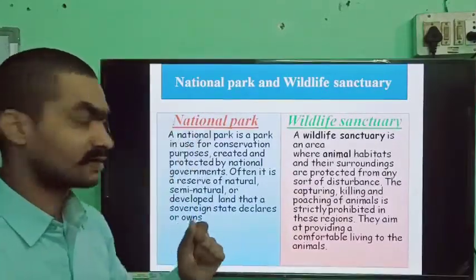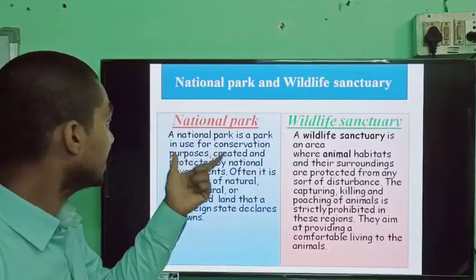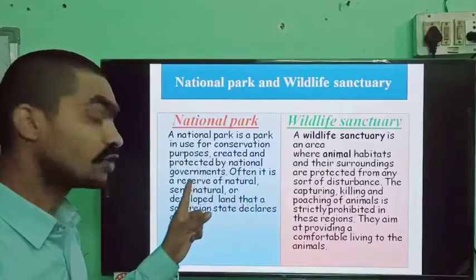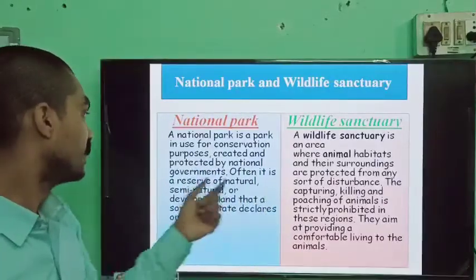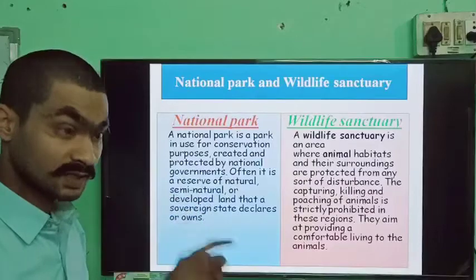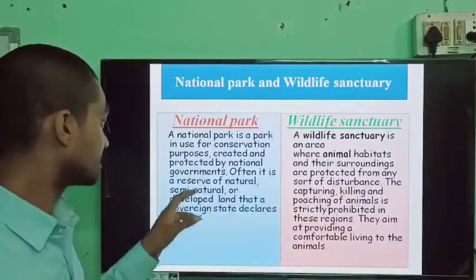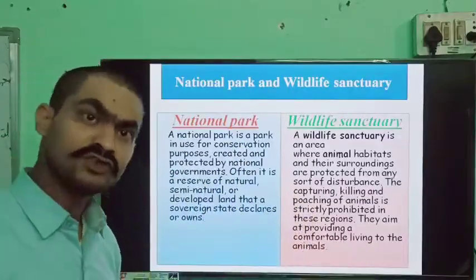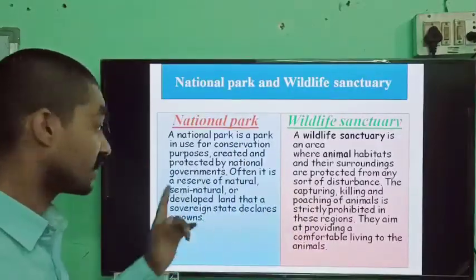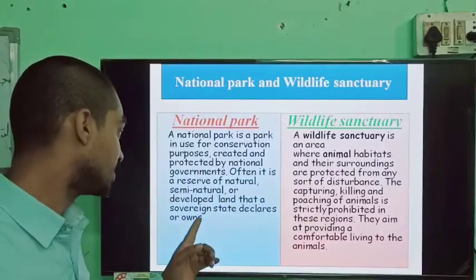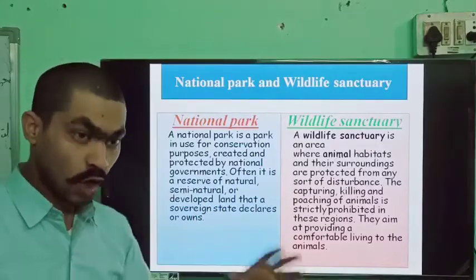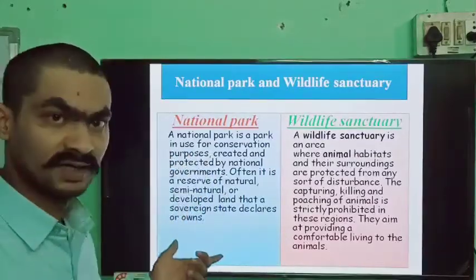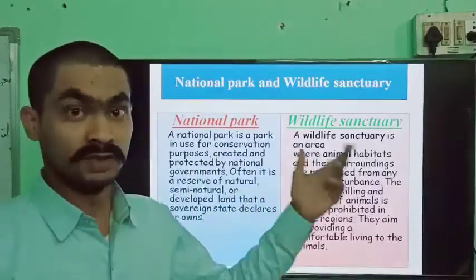So, what is a national park? A national park is a park in use for conservation purposes, created and protected by national governments. Often, it is a reserve of natural land. It can be completely natural. It is semi-natural, meaning some natural things are present, some artificial things are made, or developed land that a sovereign state declares or owns, or it is developed in a manner that fits the animals or birds also.